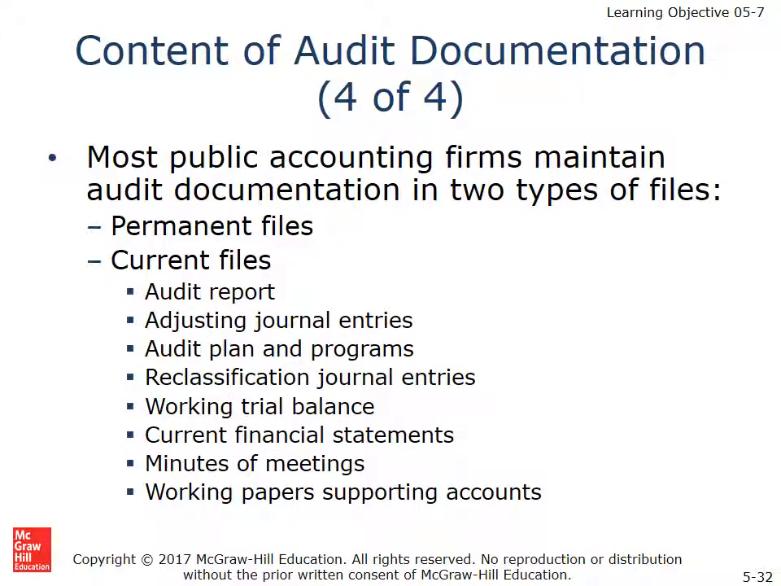The current file has the audit report, adjusting journal entries, audit plan and programs, journal entries that we needed to have the company do to reclassify information, a trial balance, financial statements, maybe some minutes of current year meetings, and then those working papers supporting our evidence for account balances and processes.